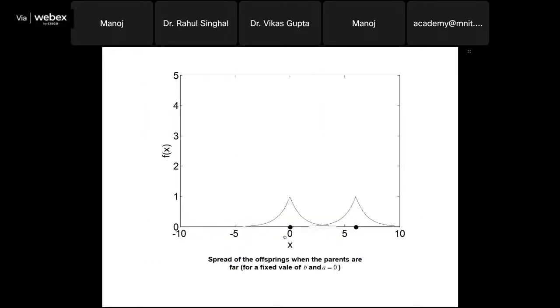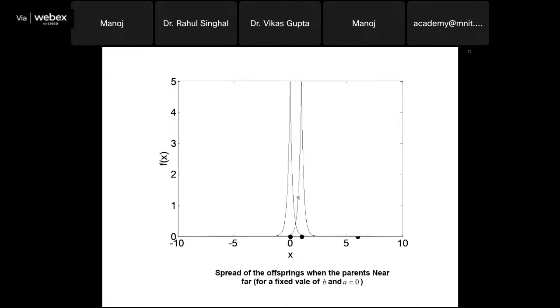So if the parents are far away, then the offspring distribution would also be far. It would be well spread. And if the parents are very close, then of course the offspring would also be very close. So these are the two properties which are available with this particular crossover. This was all about finding new solutions, the crossover operator.